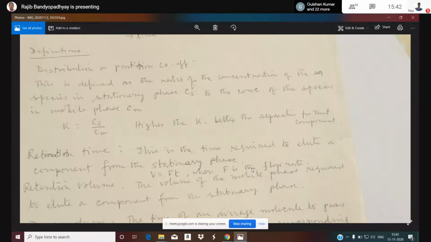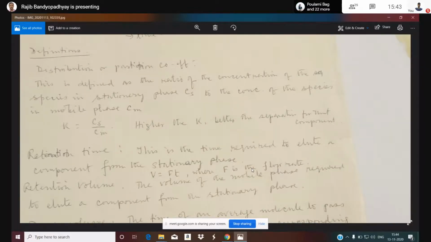The first definition is known as the partition coefficient. This is the ratio of the concentration of the species in the stationary phase and the mobile phase. So K is the partition coefficient, and the higher the K, the better is the separation. That you can understand, because if the amount is more in the stationary phase, that means it is a better absorbing material. Then the retention time. Retention time is most important. Retention time is nothing but the time that it takes to travel through the column.